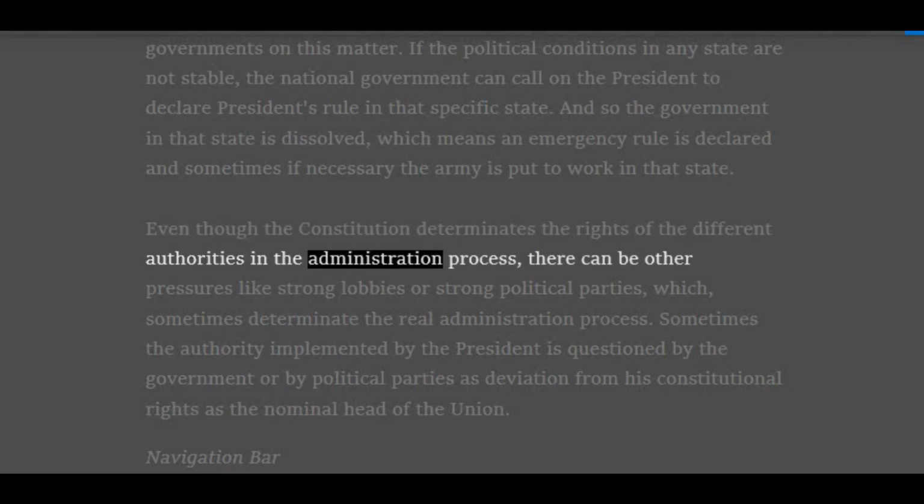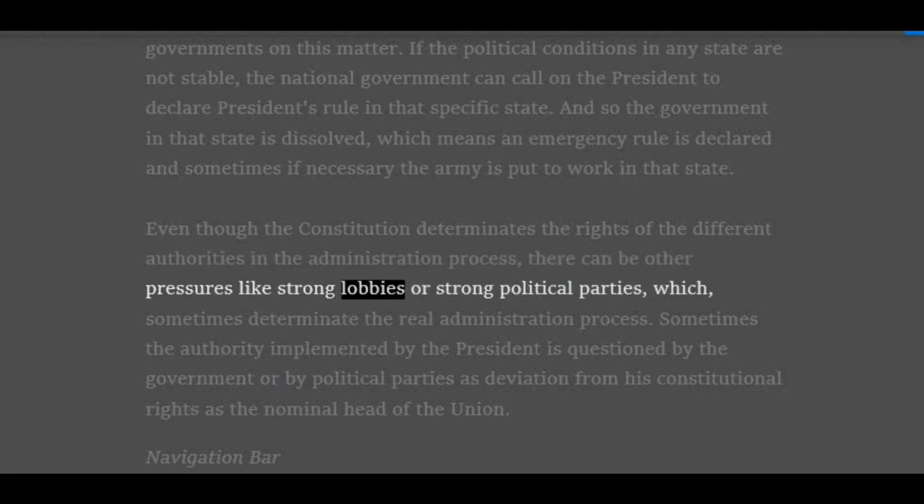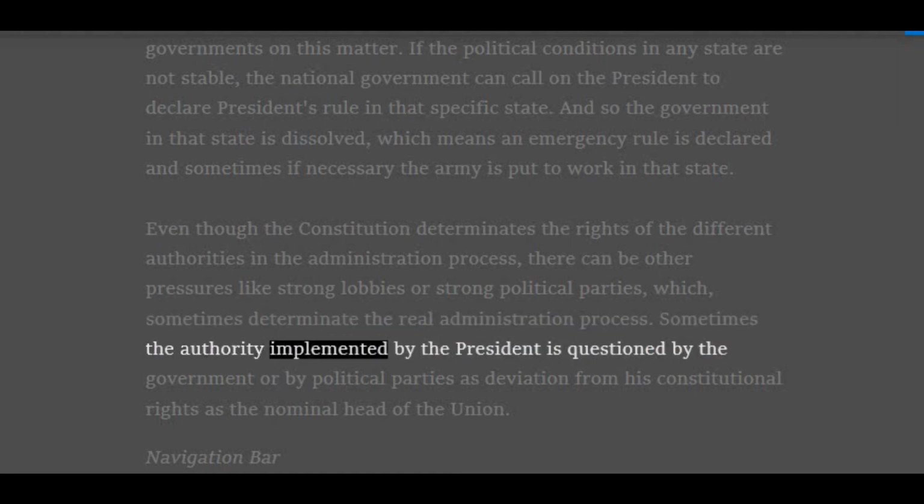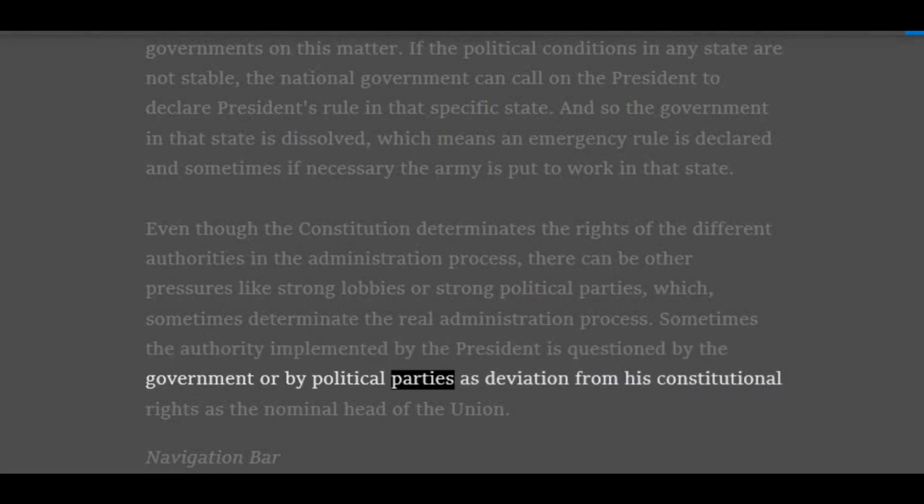Even though the Constitution determines the rights of the different authorities in the administration process, there can be other pressures like strong lobbies or strong political parties, which sometimes determine the real administration process. Sometimes the authority implemented by the president is questioned by the government or by political parties as a deviation from his constitutional rights as the nominal head of the union.